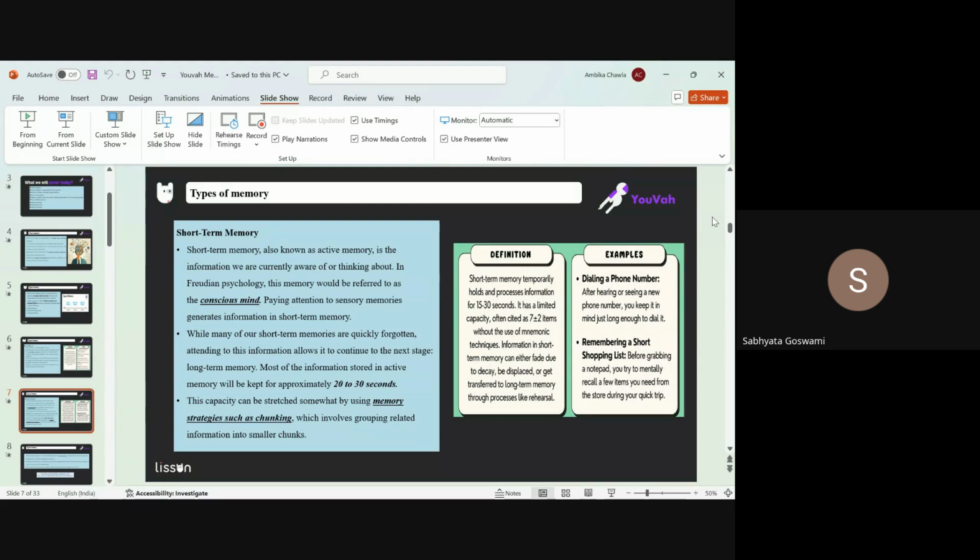So, does anybody here know what chunking is? Anyone who has an idea? Yes, Ashita. Ma'am, it's basically taking a large group of things and breaking it down into small groups, like you would do if you're remembering a phone number. Yes, exactly. Right. So, can we try out a little number recall activity to see if chunking really works for us?